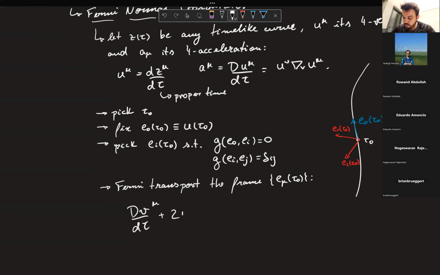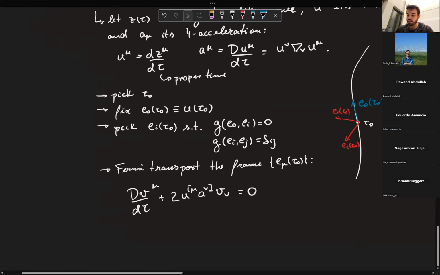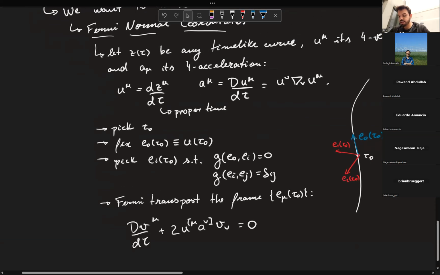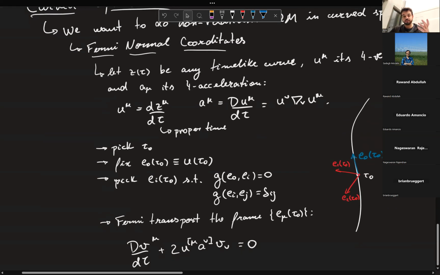2 plus 2 u mu a nu v nu equals 0. So this is like a parallel transport, but it's like a parallel transport where you take into account the rotation of the curve, okay? But it's a special kind of parallel transport which takes into account the motion of the curve. So basically, if you have a helix and you parallel transport a vector around the helix, the vector doesn't rotate. But if you Fermi transport a vector along the helix, and your vector is initially pointing at the center of the helix, this vector will always keep pointing to the center of the helix.